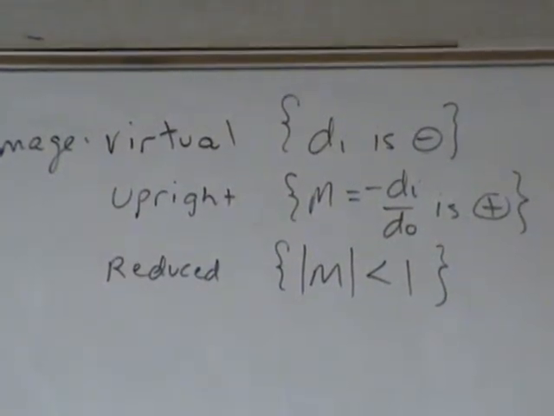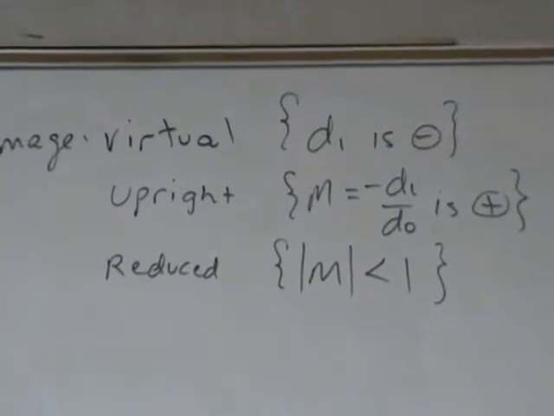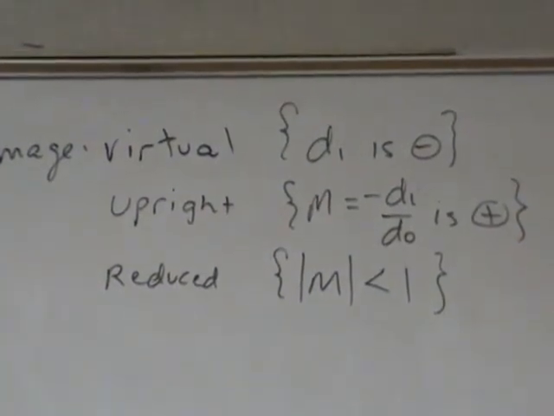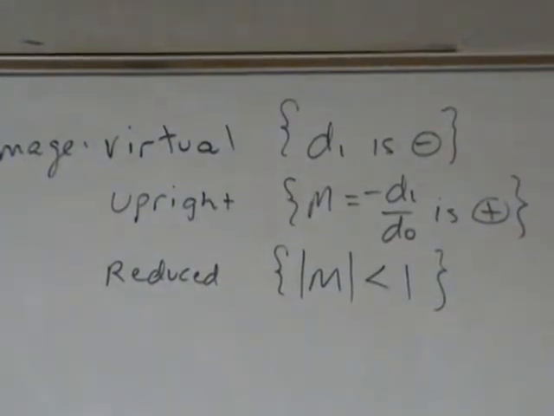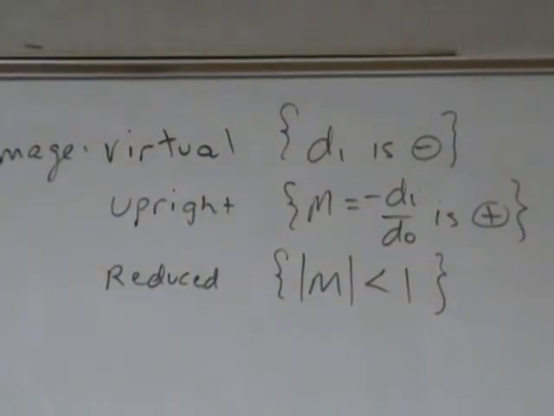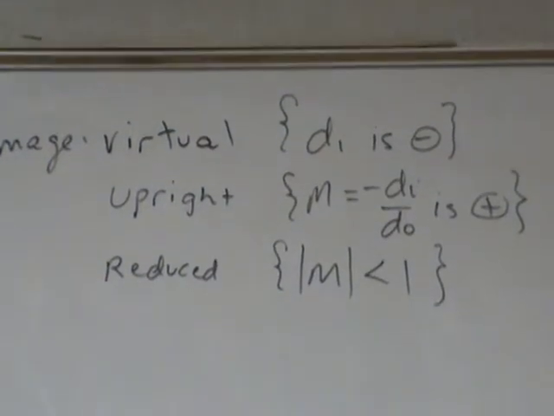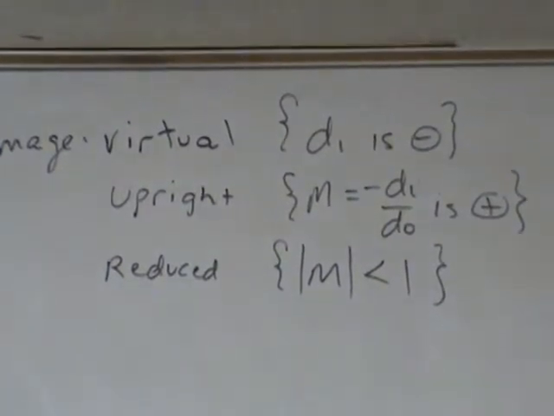Let me ask you another question. With a diverging mirror, is the image always going to be virtual? Is d sub I always going to be negative? How many people say, yes, I believe the image will always be virtual? How many people, no, sometimes it could be real.